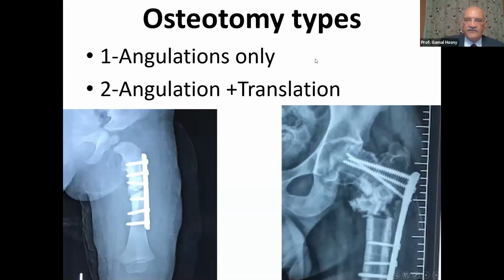There are 2 osteotomy types: angulation only, and angulation and translation. In this case, which is osteotomy rule number 1, we have only angulation. You see the angulation here, and normal mechanical axis. But in such a case, we have angulation and translation. You see the medial translation. So osteotomy rule number 1, we have angulation only. Osteotomy rule number 2, we have angulation and translation.